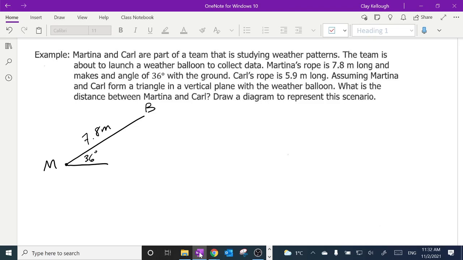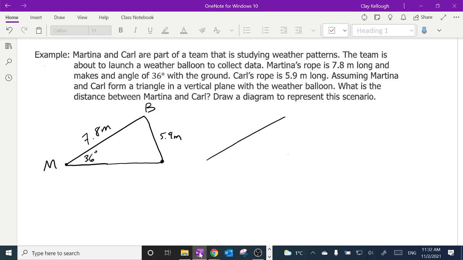So how do you know which way it goes? Does it say that they're on opposite sides of the balloon? No, it doesn't. So it's possible Carl's 5.9 meter rope is this way. Or how do you know that they're not both holding it from the same side? Oh, I didn't like that picture. I don't like that line. I'm going to do it again.